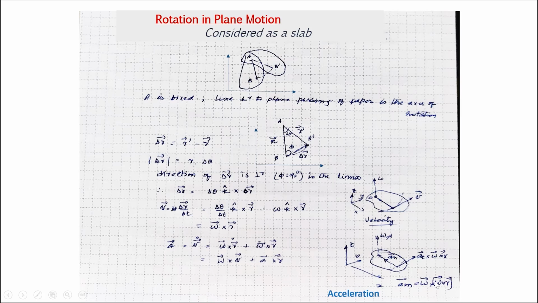Since all these vectors are perpendicular to each other, the magnitude of that is only omega square r, and you can see the direction is from here towards the center. So this is radially inward. We know what these mean. This is the tangential acceleration, and this is the radial or centripetal acceleration.